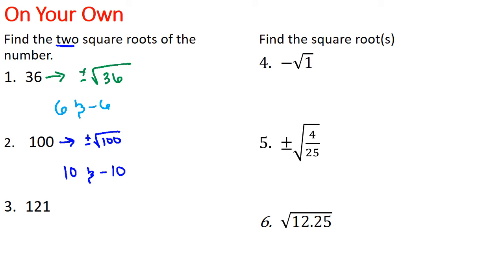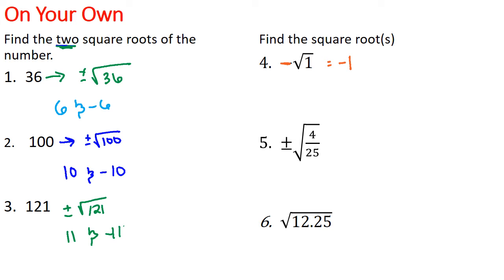For problem number 3 here, we see that we have the square root of 121, or positive and negative square root of 121, because again we're looking for those 2 square roots. So that's going to be 11 and negative 11. As we look at problem number 4, we have negative square root of 1, and as we are evaluating this, we are just looking for the negative square root, so that's just going to be equal to negative 1.